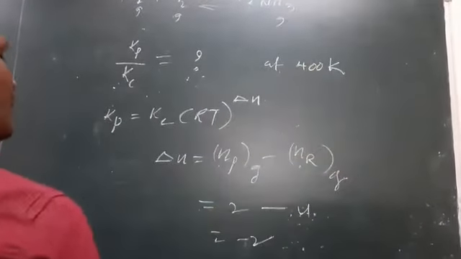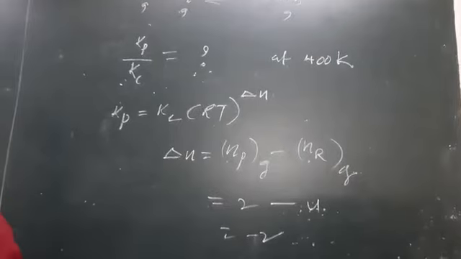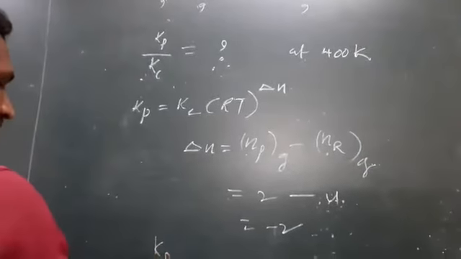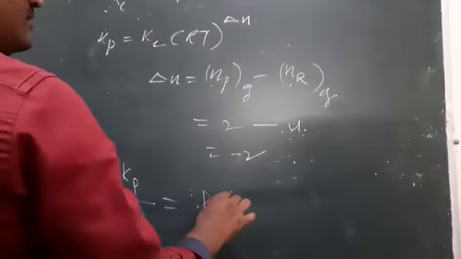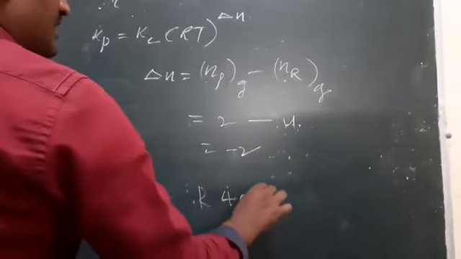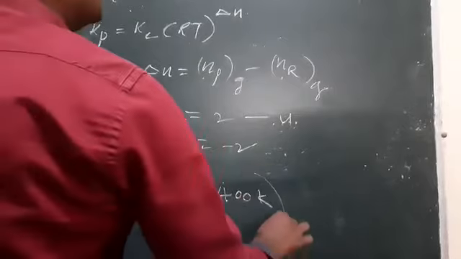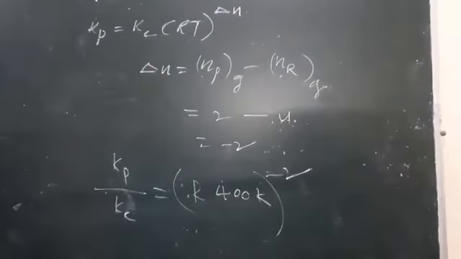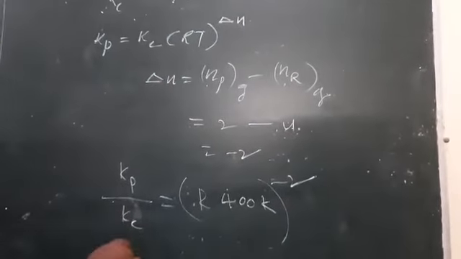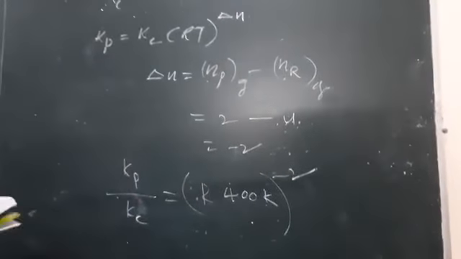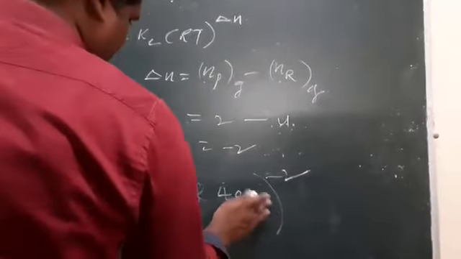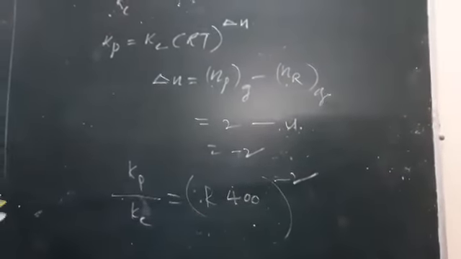The temperature they have given. So Kp by Kc, taking Kc to this side, equals R into T, which they have given as 400 K, power minus 2. This is the answer. So Kp by Kc equals R into 400 Kelvin power minus 2. Next question.